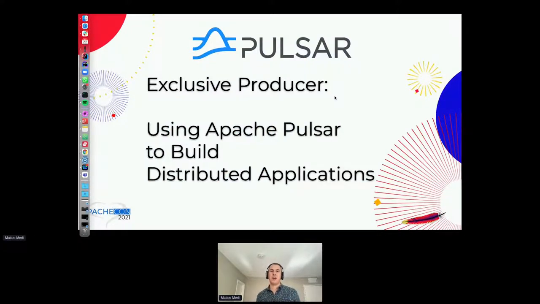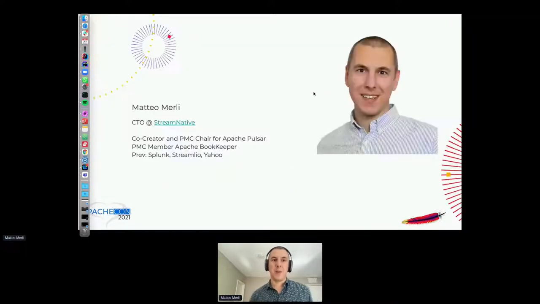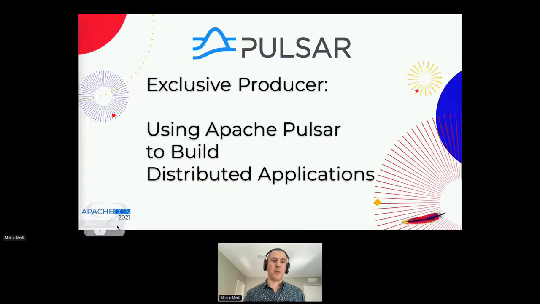So this section is about one particular feature of Pulsar, which is the exclusive producer. This is a new feature that was introduced in Pulsar 2.8. And I want to show how you can use Pulsar to build distributed applications. Pulsar is a distributed system itself, but you can use it as well to build your own distributed application. And I will show how this new feature makes it easier for applications to build on top of Pulsar.